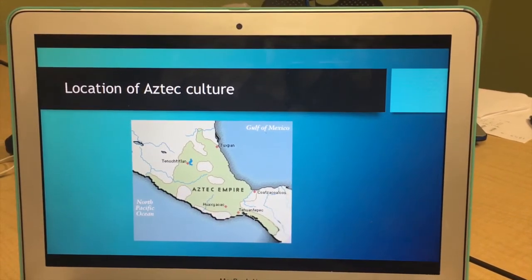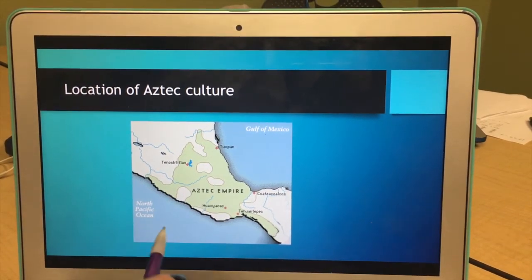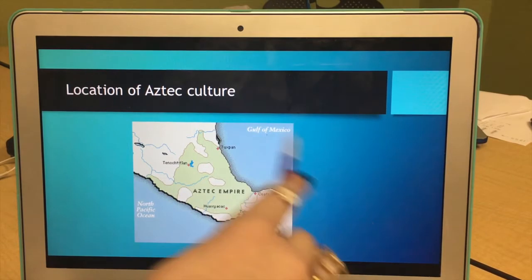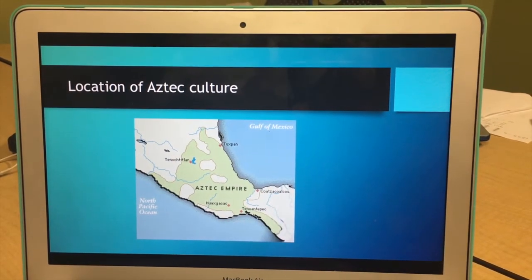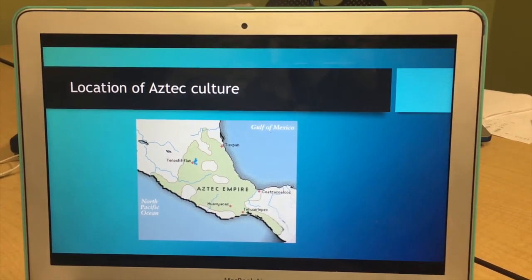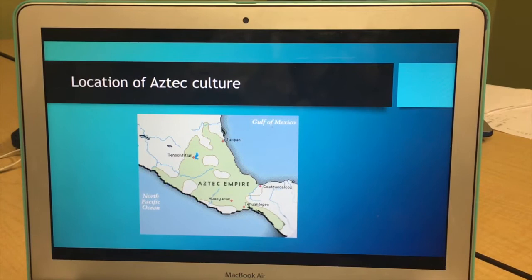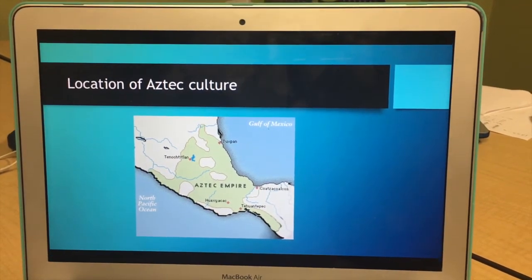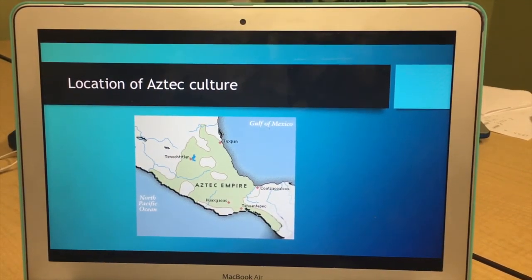The food they ate was mostly maize, squash, and beans, and they hunted around. As you can see, there's ocean all around here, and they hunted fish and other wildlife. And unfortunately, their reign came to an end in the 16th century because an invader by the name of Hernan Cortes captured and overthrew the Aztec Empire.